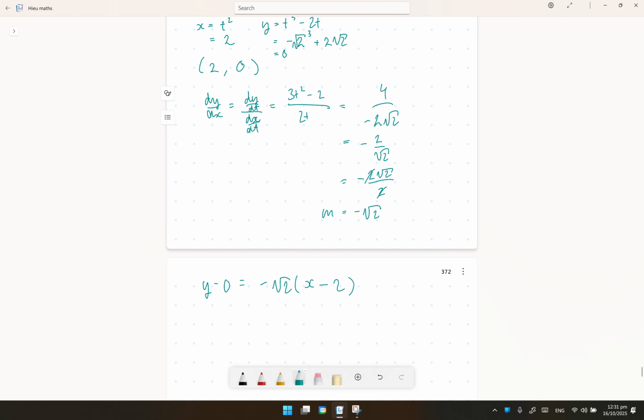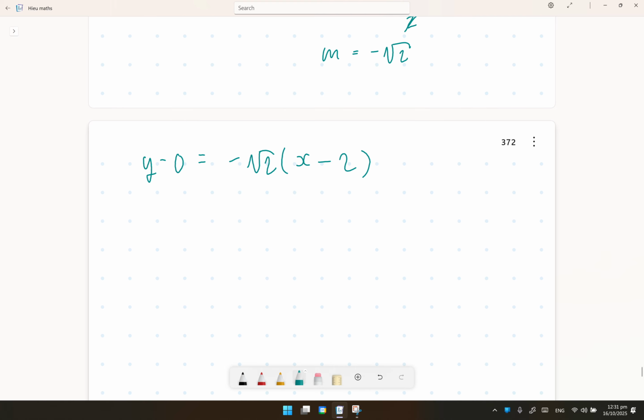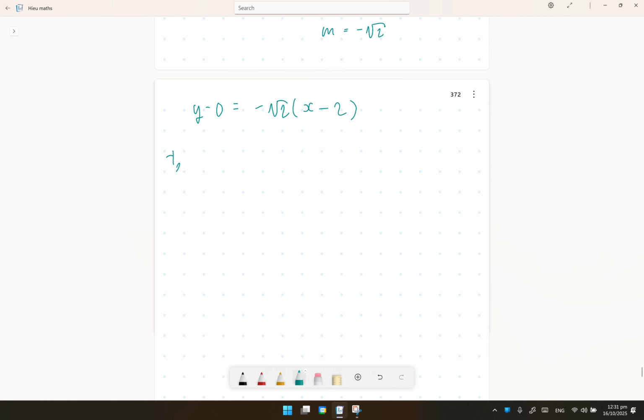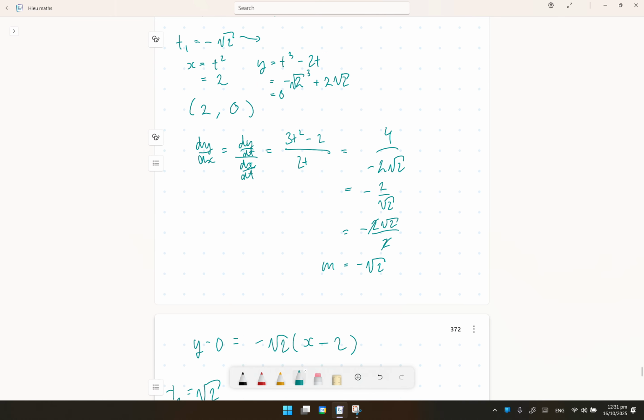So the tangent line equation at this point would be y minus 0 equals minus root 2 times x minus 2. Okay, and we're going to do the same steps for t2, the second time it came over, which is root 2. So x equals t squared. Y would be equal to t cubed minus 2t, so that's root 2 cubed minus 2 times root 2, which we've established is also equal to 0. Kind of given because we are talking about the same point, right? It's crossing the same point, so we are expecting the same coordinates.